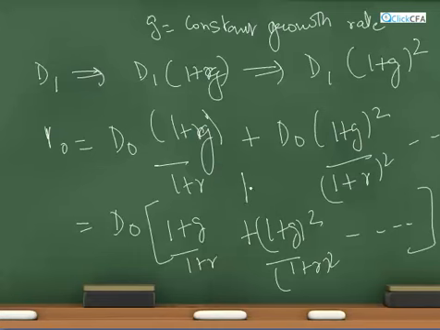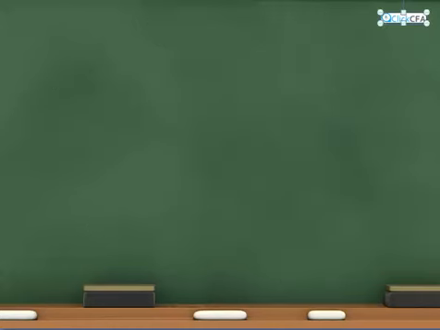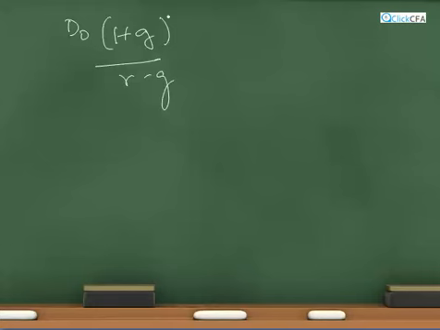So if you look at this, this is nothing but an infinite geometric series growing at a constant growth rate of G. This infinite geometric series sums to 1 plus G divided by R minus G. So the total value of my equity is my initial dividend, which is D naught, and the infinite geometric series summing to 1 plus G divided by R minus G. So this is what a Gordon growth model tells you.